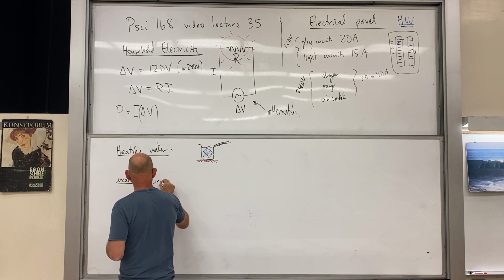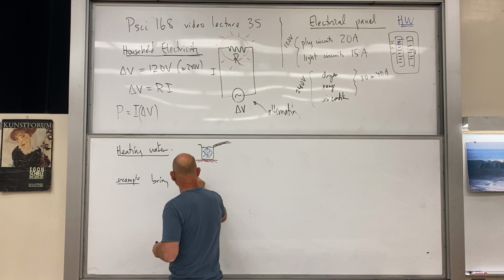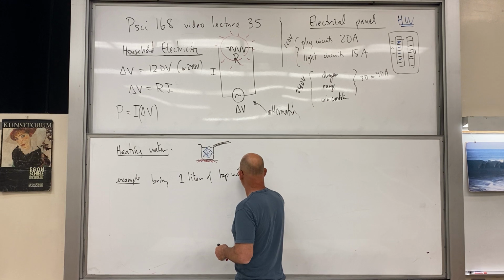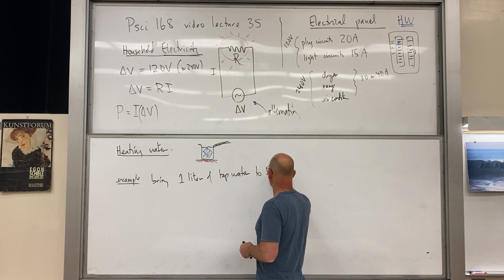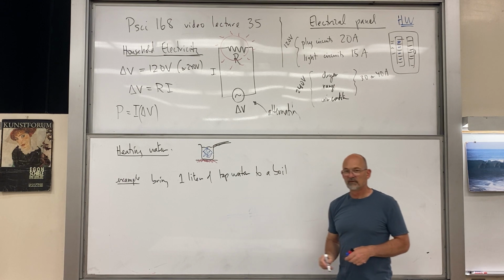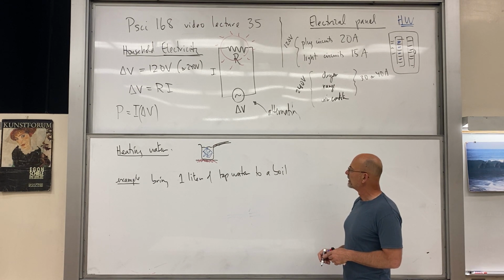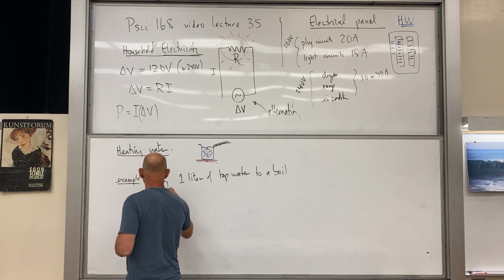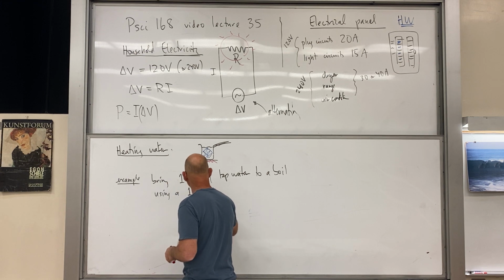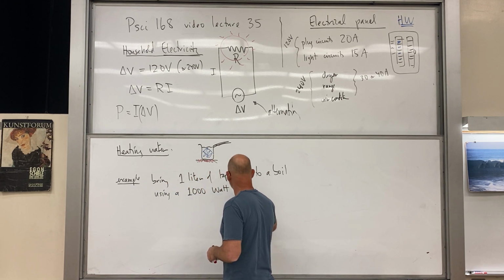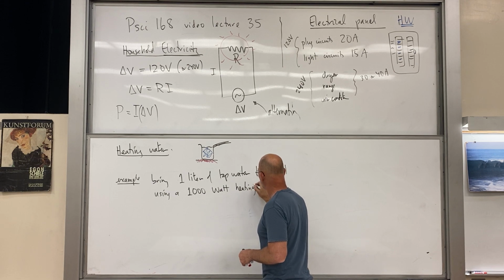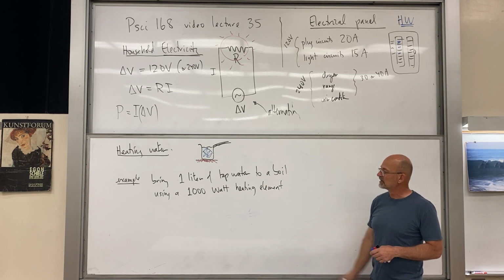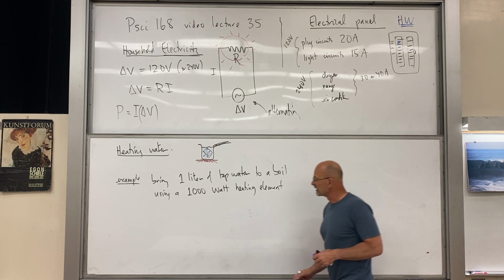So bring 1 liter of tap water to a boil. How much energy is required? How much power? Well, let's do it using a 1,000 watt heating element. So we're going to bring a liter of tap water to a boil using a 1,000 watt heating element. So let's remember what we have here.